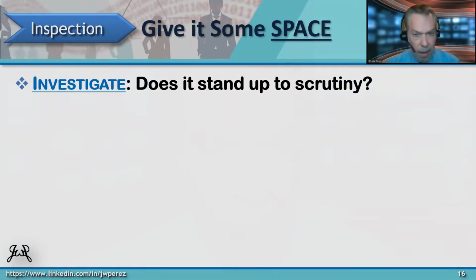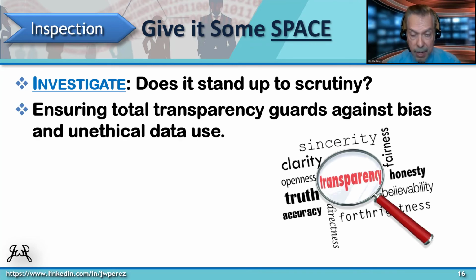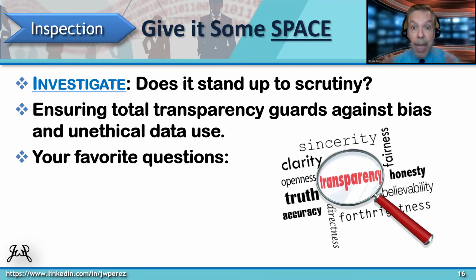All right, up to this point, you've started the race, you've made your case, and you've motivated the base. Now, number 4, give it some space. With this 4th stage of the spectrum, we ask the question, does it stand up to scrutiny? This is inspection, with the key word being investigate. Folks, being totally transparent helps you to avoid the pitfalls of bias and unethical use of your data when it's being inspected. And when you've done your due diligence, you are not going to cringe when you get these questions. You know the ones I'm talking about. Your favorite questions.